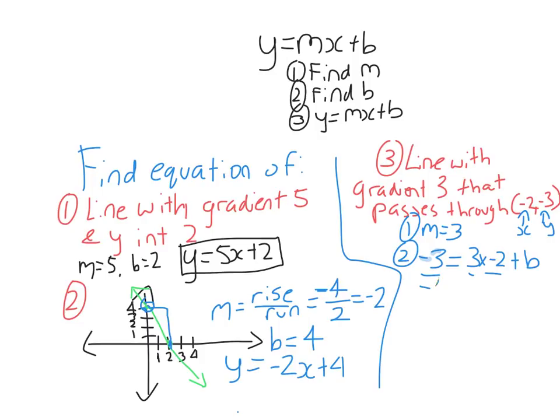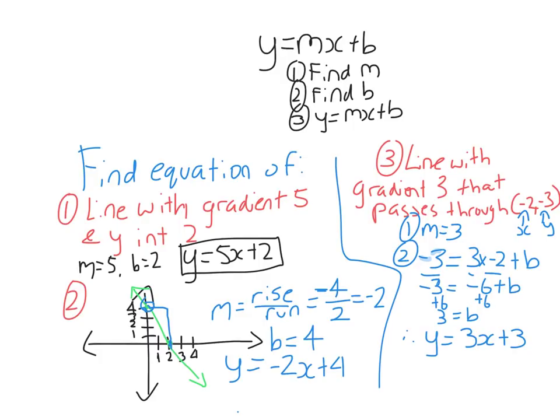So let's make this a little easier to handle. 3 times -2 is -6. Now I want to get b by itself. I'm going to add 6 to both sides. I get b equals 3. So therefore, the line would be y equals 3x plus 3. That would be the equation of the line.